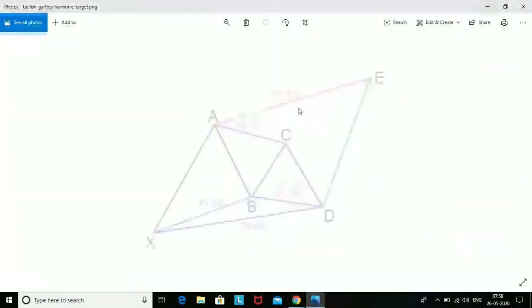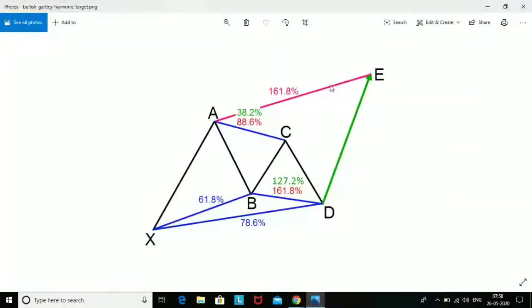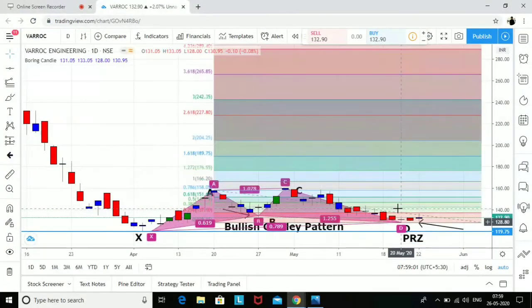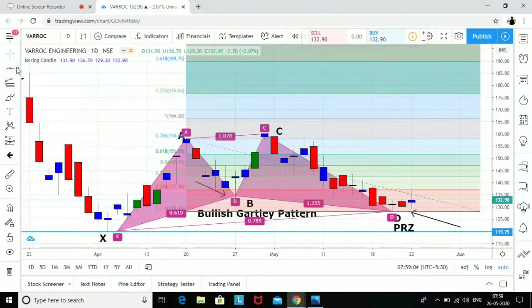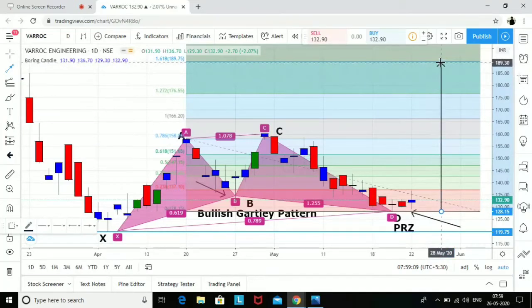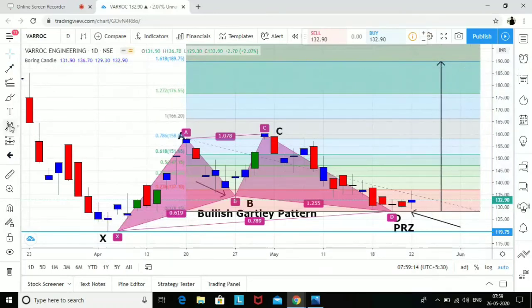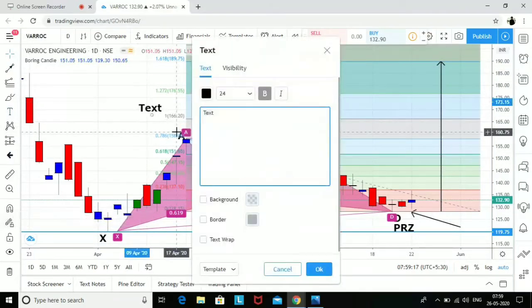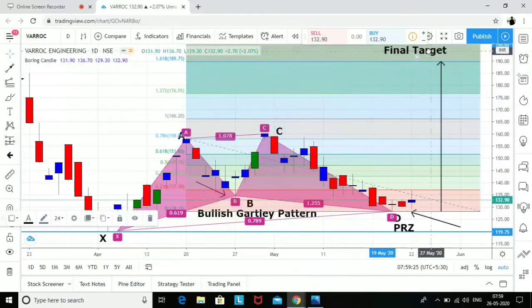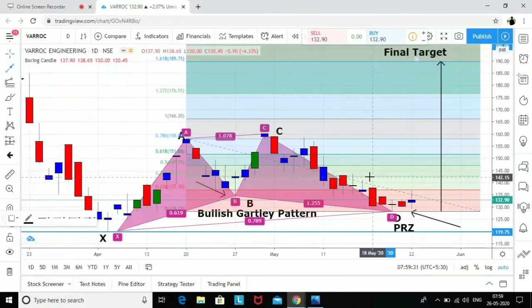So now here, the final target which we are looking for is 161.8. Okay, so from this level D, we are supposed to look for 161.8. So let me draw an arrow from here till 161.8, which is somewhere around 190 levels. So this is my final target, which is 161.8.